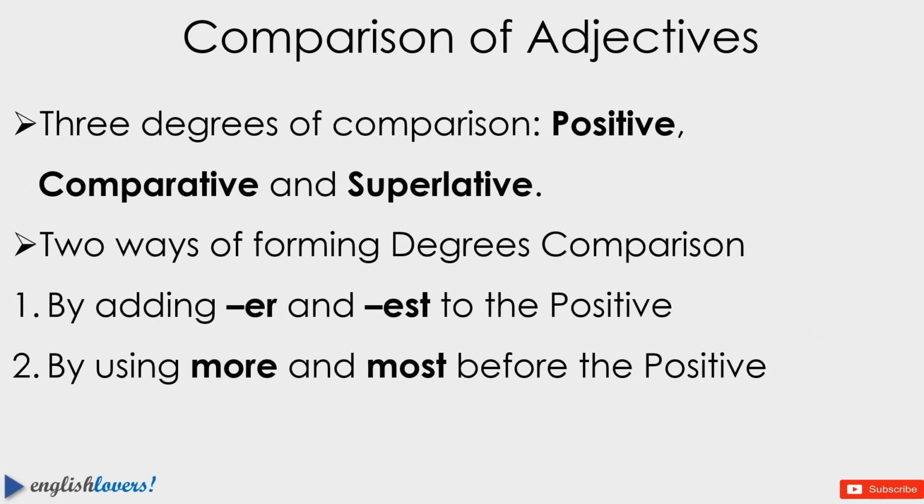Friends, today we are going to study comparison of adjectives. There are three degrees of comparison: positive degree, comparative degree, and superlative degree. There are two ways of forming these degrees of comparison. Number one, by adding er and est to the positive. Number two, by using more and most before the positive.